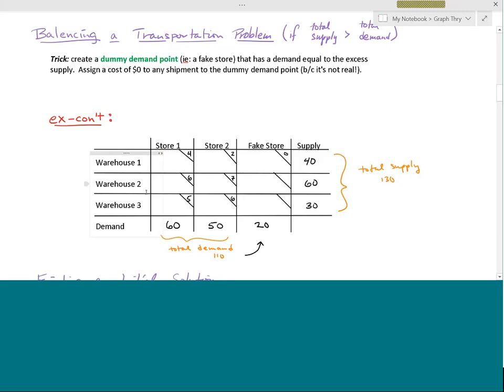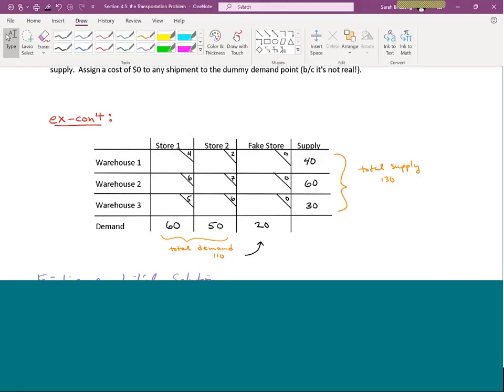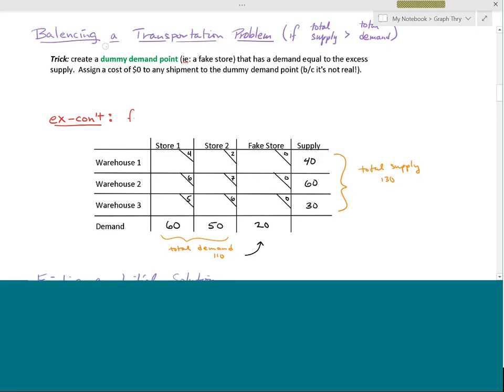The cost for warehouse 2 to ship to this fake store is again 0, because what it really means is you just left the goods sitting in your warehouse. Same deal with the last cell, or the last label for the last cell. And at this point, this is the fully initialized Tableau.